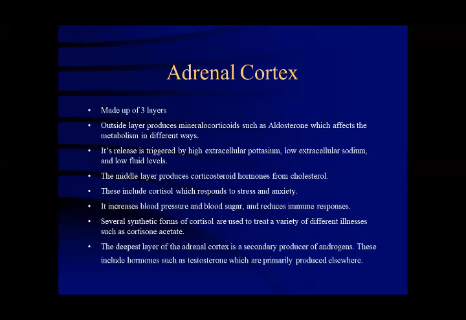The deepest layer, the third layer of the adrenal cortex, is the zona reticularis, and it produces androgens. These include hormones like testosterone, which is primarily produced by the testes in males but is also produced here, because the reticularis layer has androgenic action. So it produces testosterone and estrogen. Estrogen is a feminine hormone and testosterone is a masculine hormone.